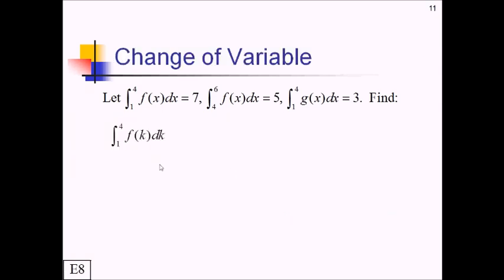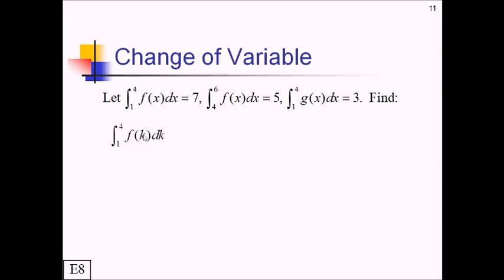For our last example, we have the integral from 1 to 4 of f of k dk. We don't know anything about this. We do have another one that looks kind of similar, though, this one up here that has f of x dx and the same limits of integration. So what's the relationship between these? Well, it turns out they're actually the exact same thing.